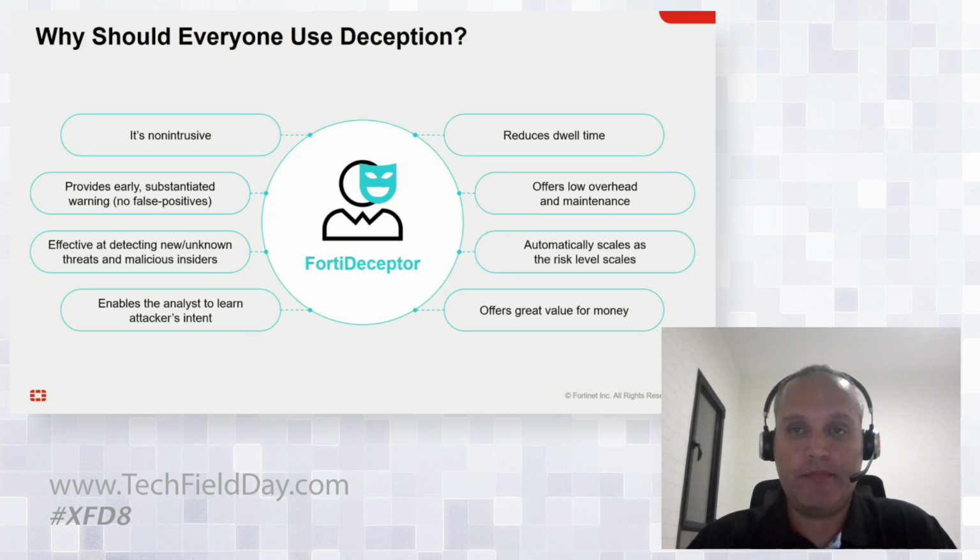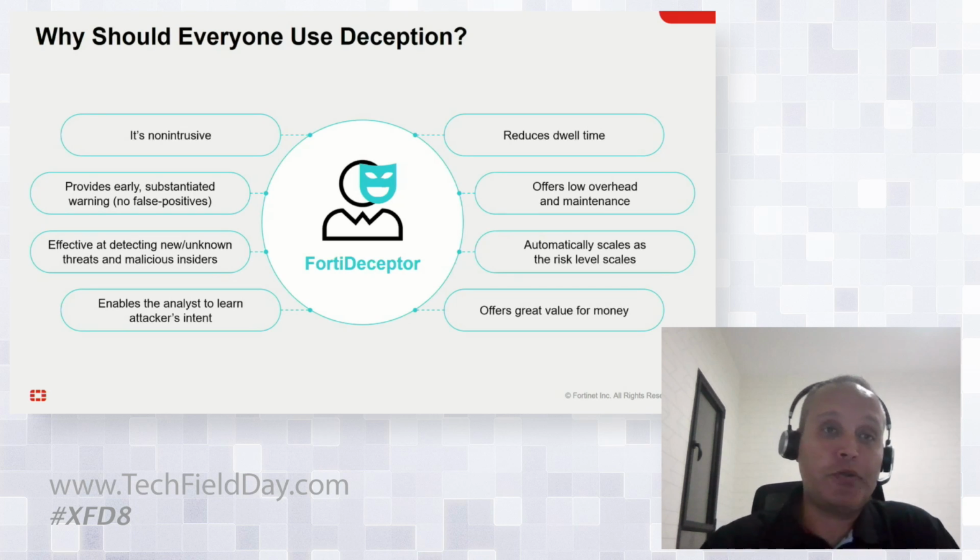We reduce the dwell time. Again, early breach detection, low overhead and maintenance. It's deploy and forget. You deploy the platform, forget. There is no need to open the console every day. There is no maintenance, no fine-tuning of configuration. There is nothing to do. You deploy and forget, and soon, early next year, we will have the dynamic deception operation module, meaning the decoy will replace its location, the decoy will change its configuration profile dynamically without user intervention, and it offers great value for the money. It's not an expensive solution.